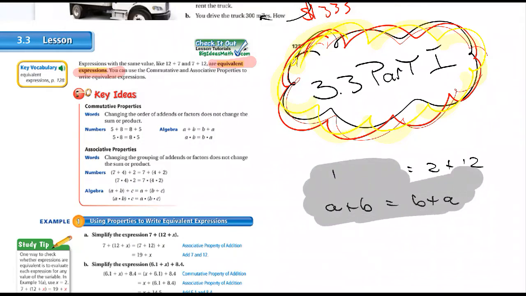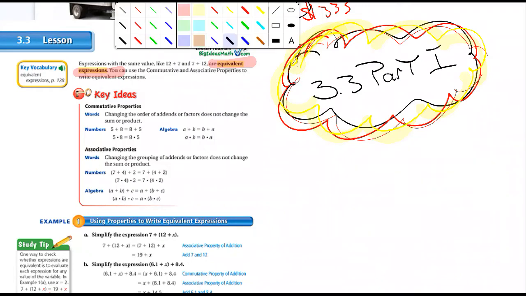So I'm looking at the key ideas here, dropping down to that. It says changing the order of the addends or factors, that's basically the numbers, does not change the sum or the product. Now notice they talked about sums and products, and I told you guys the other day sum means addition. Some of you asked me about that. And product, and I talked about this yesterday too, Mr. Orweller, product is multiplication.